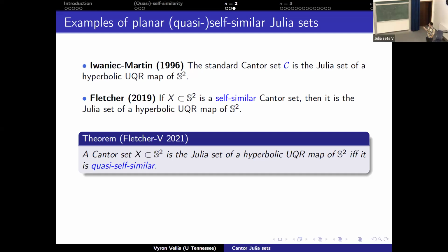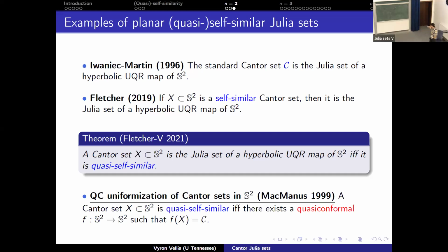Now let me pull the curtain and say that this theorem actually follows pretty easily from a uniformization theorem by McManus that says that quasi-self-similar Cantor sets are exactly the sets for which there is a global quasi-conformal map that maps it to the standard Cantor set. So once you have this theorem, essentially the way you get this result is you have a map coming from Iwaniec and Martin, you conjugate this map with your quasi-conformal function, and you obtain a UQR map that does the trick. There are some details to check, but this is the basic idea.